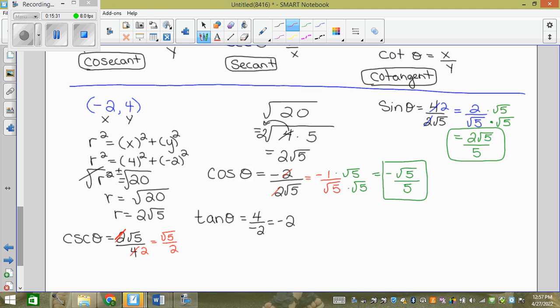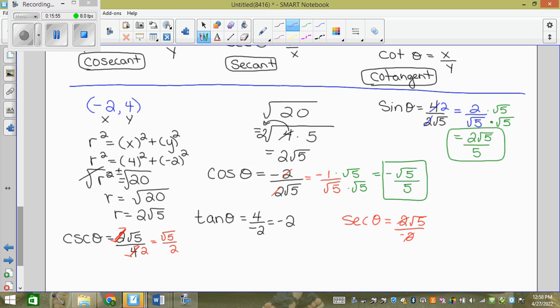Whenever you cancel off and you do a slashed line, what are you actually drawing? A 1. Right? These are always just 1s. So 1 times 2 is 2. Okay, what goes with cos, what's its bestie? Secant. So if it's cos, you flip it, r over x. So we're going to have 2 root 5 over negative 2.